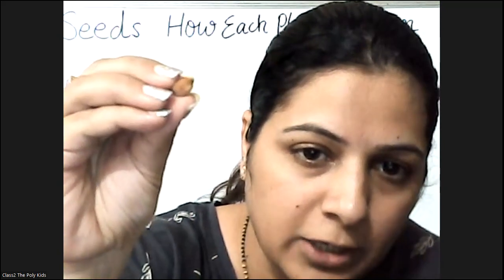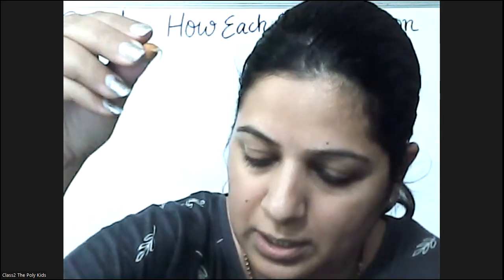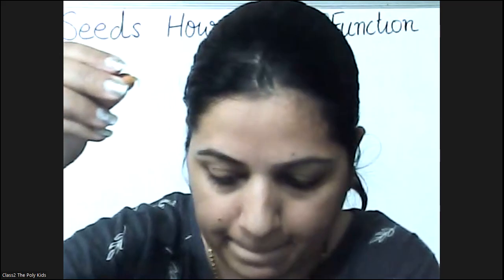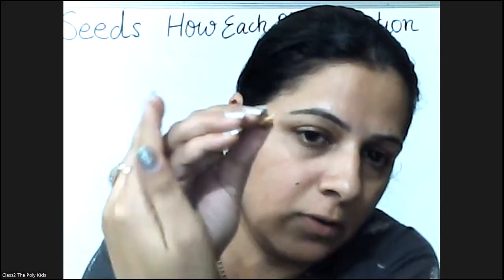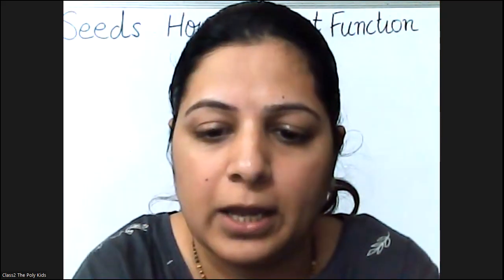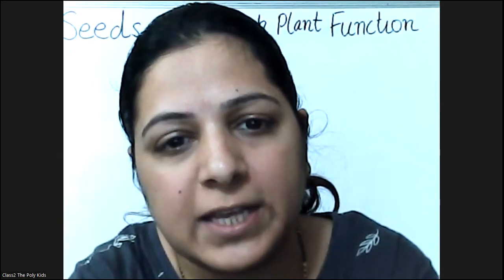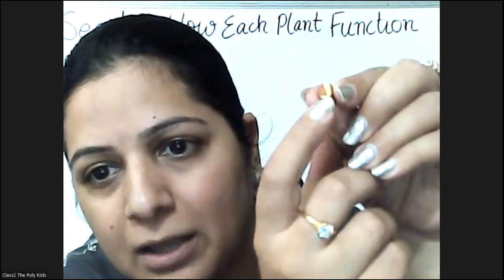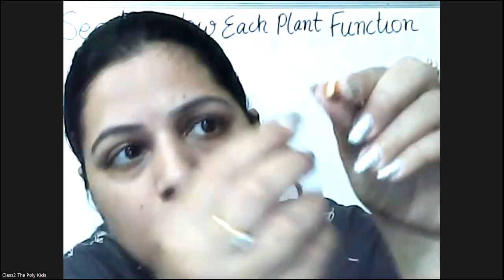Now have a look. Can you see this little sprout? One more if I show you. Can you all see this? Now you can see this root also, this sprout, this embryo which is coming. And you can also see that this seed is removing its cover. Can you see this cover is removing?